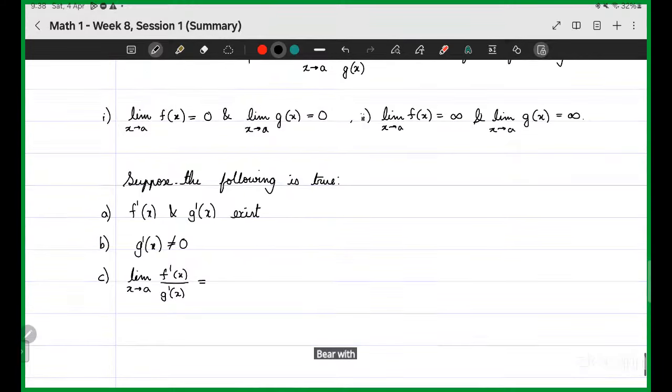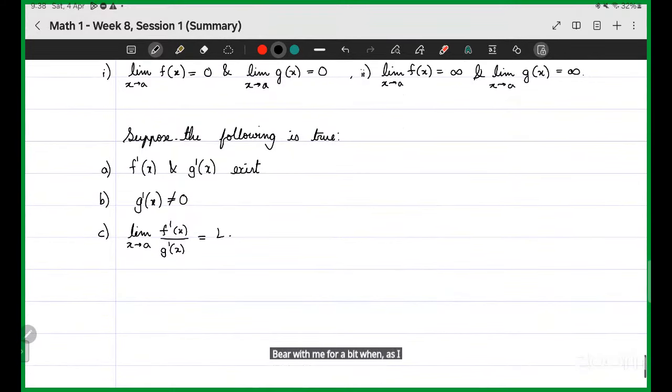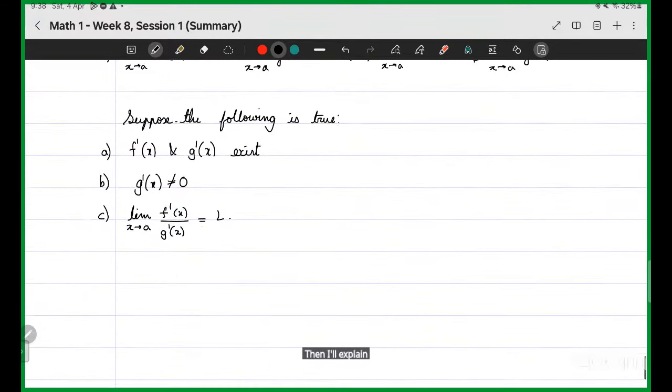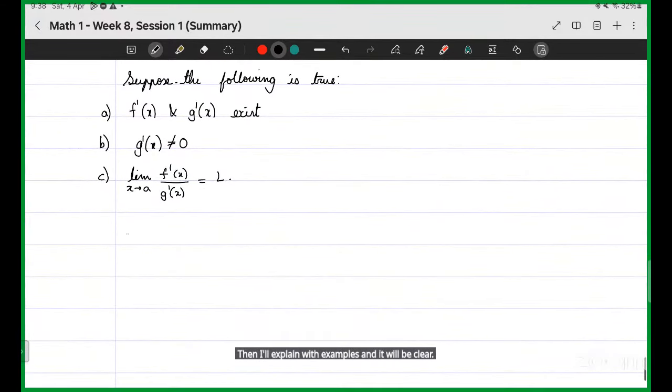Bear with me for a bit as I write this down. Then I'll explain with examples and it will be clear. Then the limit as x goes to a of f of x by g of x is equal to L.